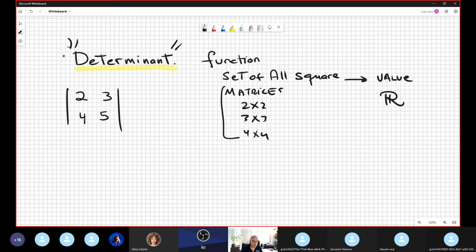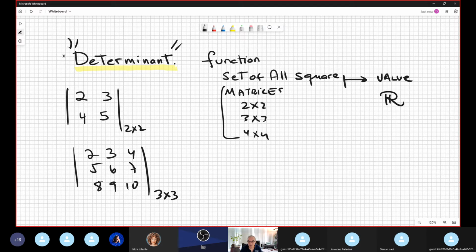So we can compute it 2 by 2. We can compute it 3 by 3. Suppose another example. Okay, 3 by 3 determinant, 2 by 2 determinant. Okay, so I want to explain what is the operation connecting this and this. What is the formula to compute that? Let me start with the 2 by 2, which is super easy.